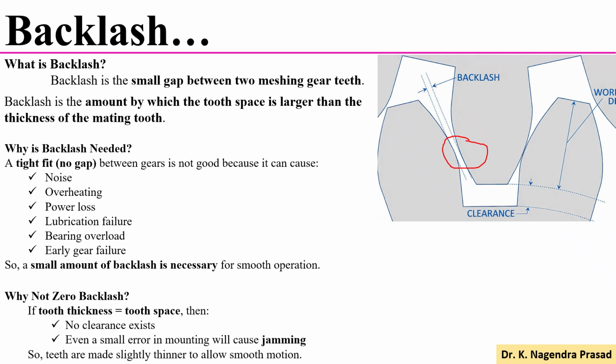So if tooth thickness is equal to the tooth space, it means there is no backlash. So there is zero backlash. If there is zero backlash, it means no clearance exists. Even a small error in mounting will cause jamming. So teeth are made slightly thinner to allow smooth motion.